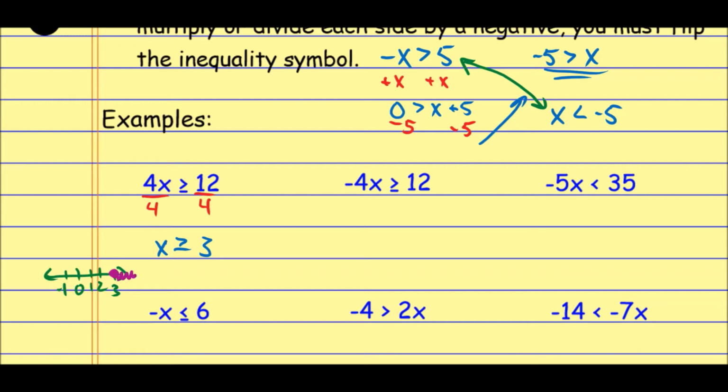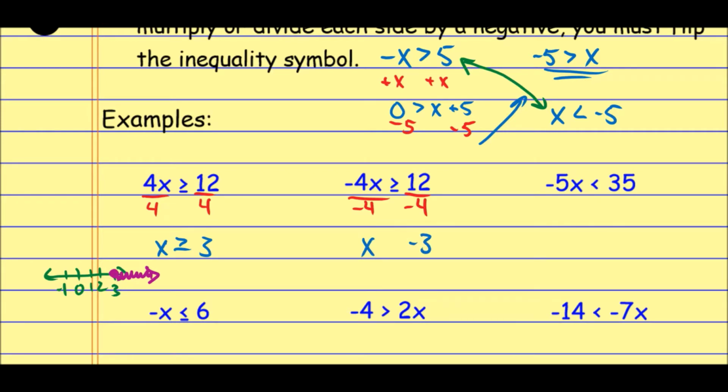And then greater than, I would shade everything in this direction, okay? If I look at the next one, notice I have pretty much the same example here, but now it's negative 4x. So to solve this one, I'm going to divide each side by a negative 4 this time. So it's almost the same exact example.